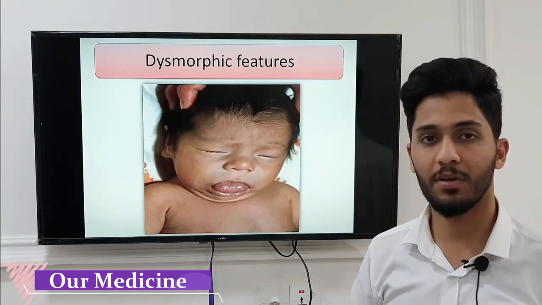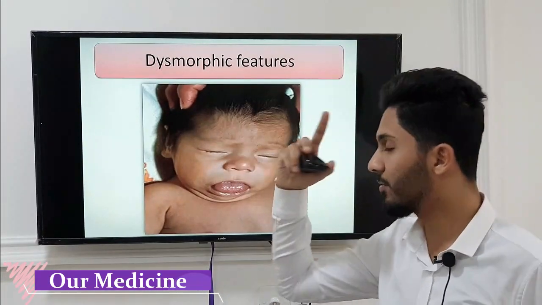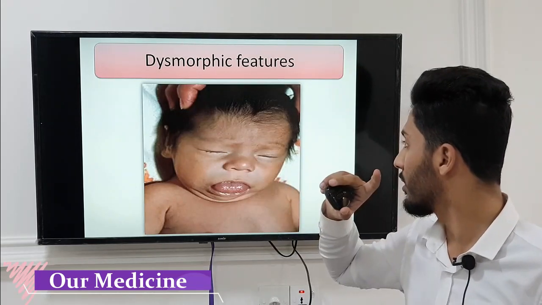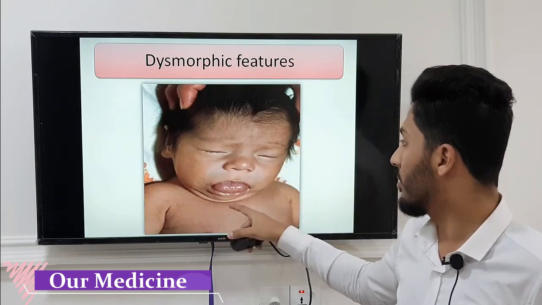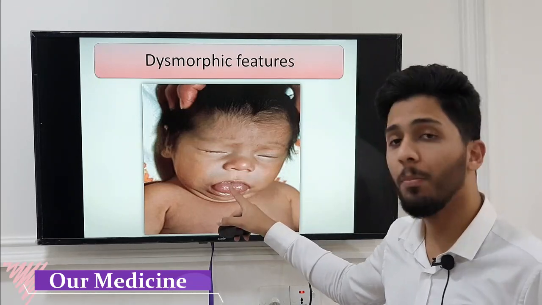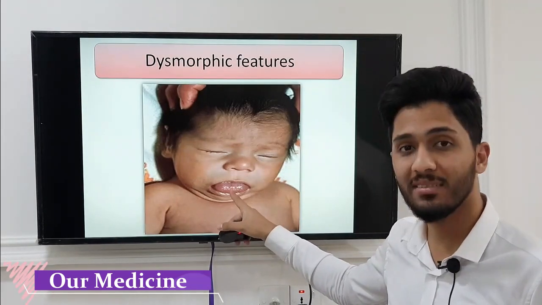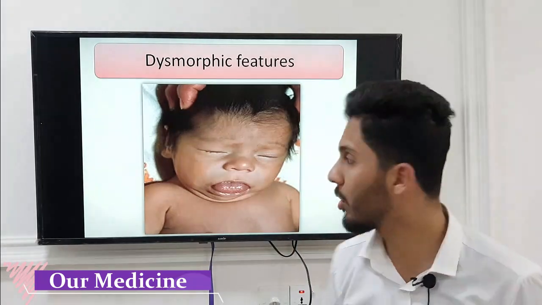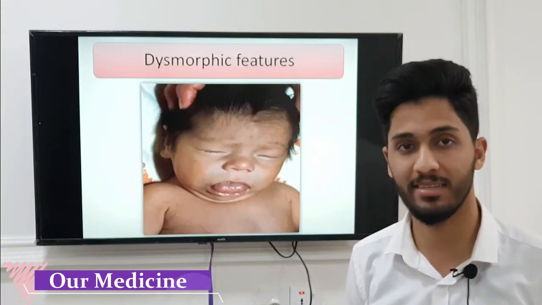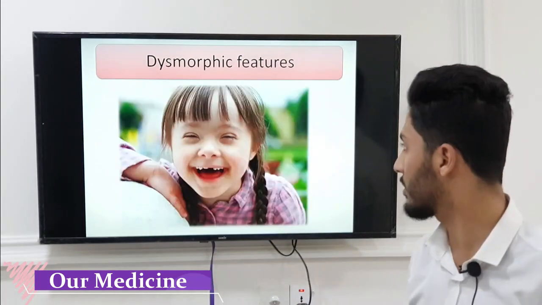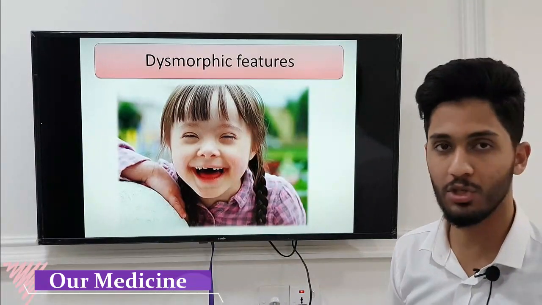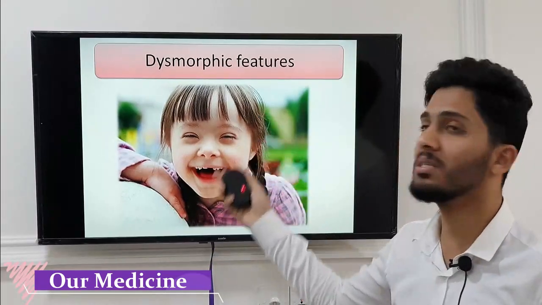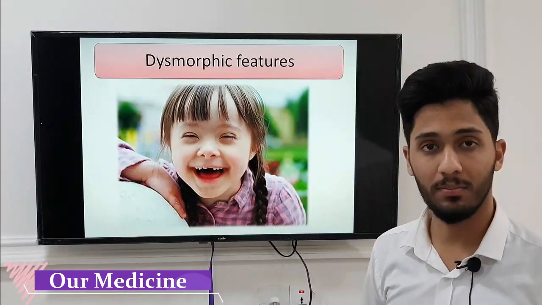The second dysmorphic feature: frontal hairline, coarsening of the facial features, open mouth, protruding and large tongue, short neck. This is what? Congenital hypothyroidism, cretinism. Also a dysmorphic feature. And the third dysmorphic feature: slanting eyes, snub nose. This is Down syndrome.